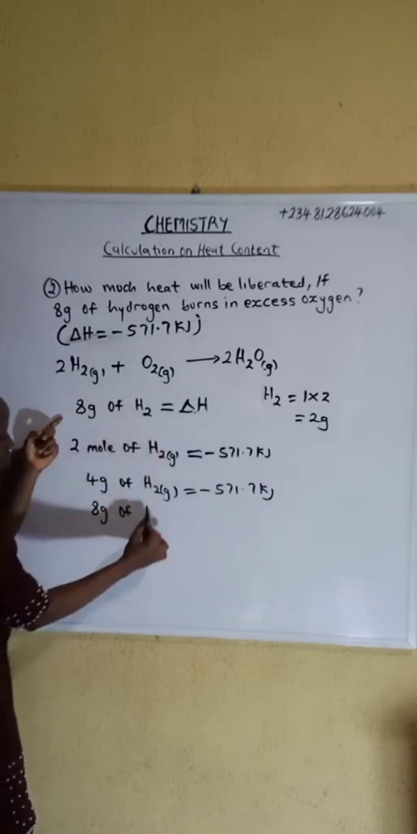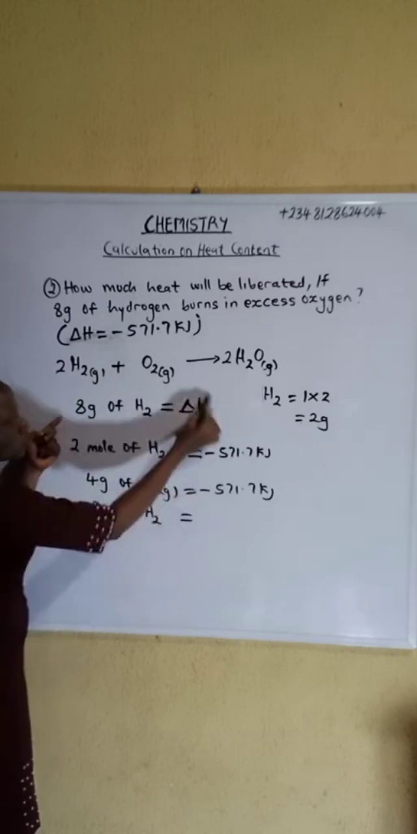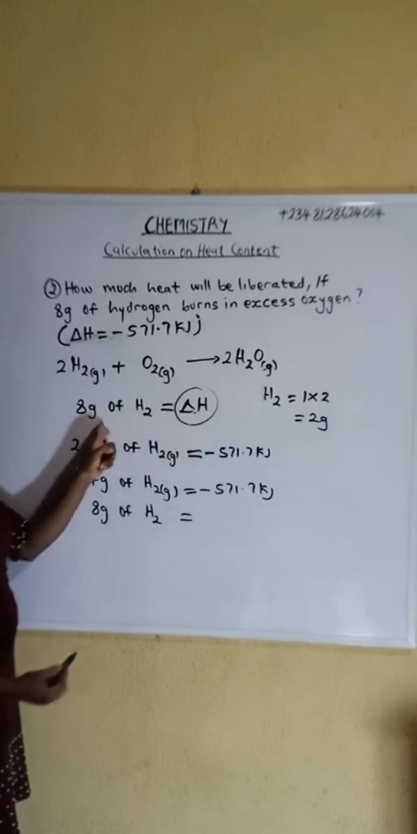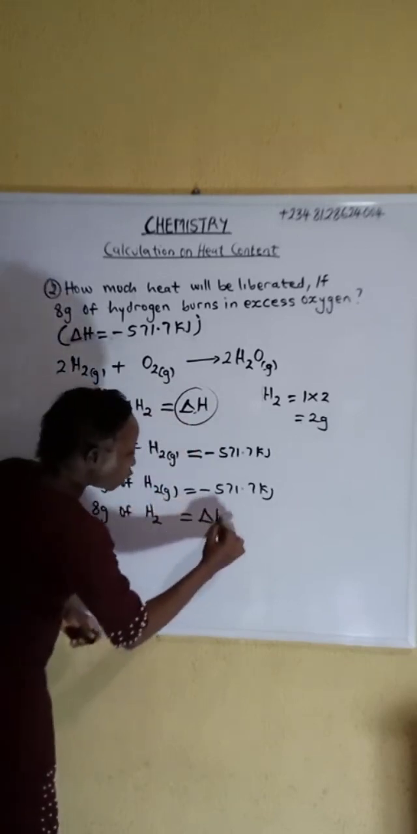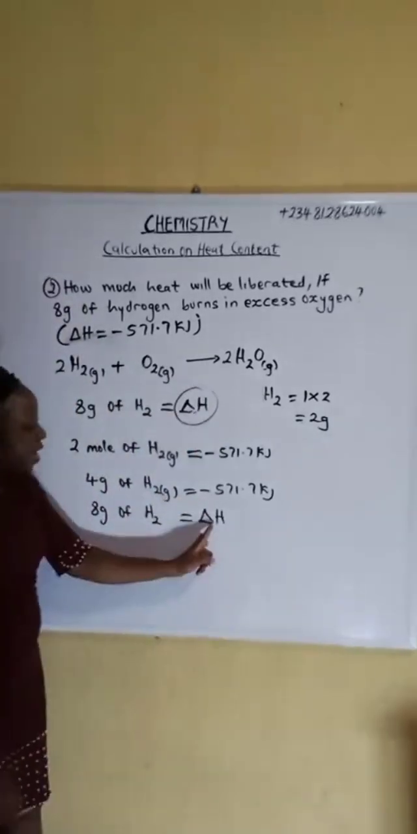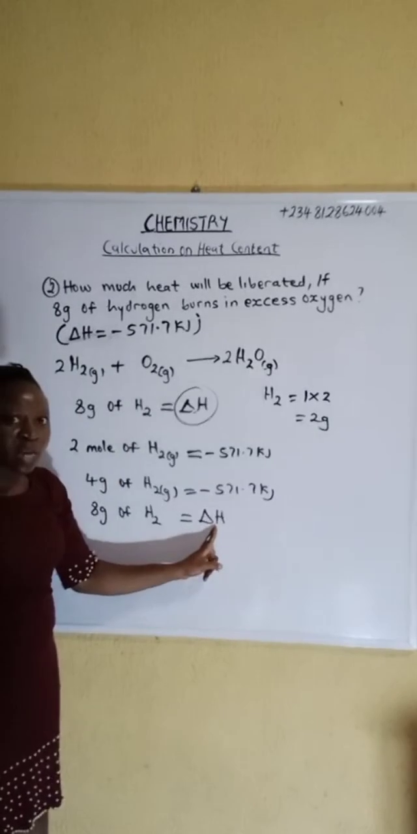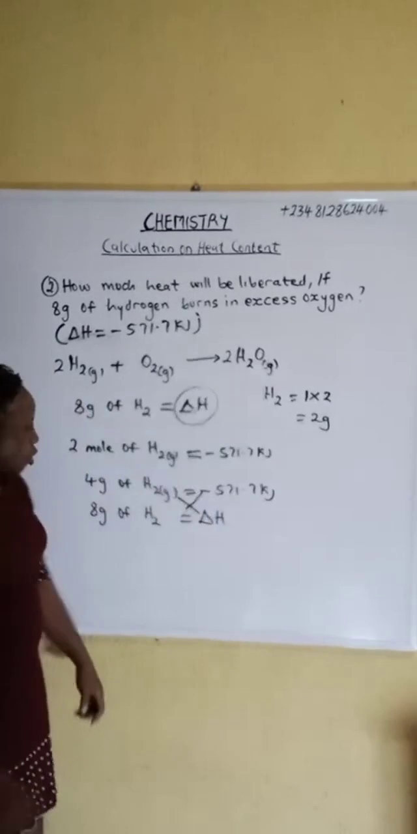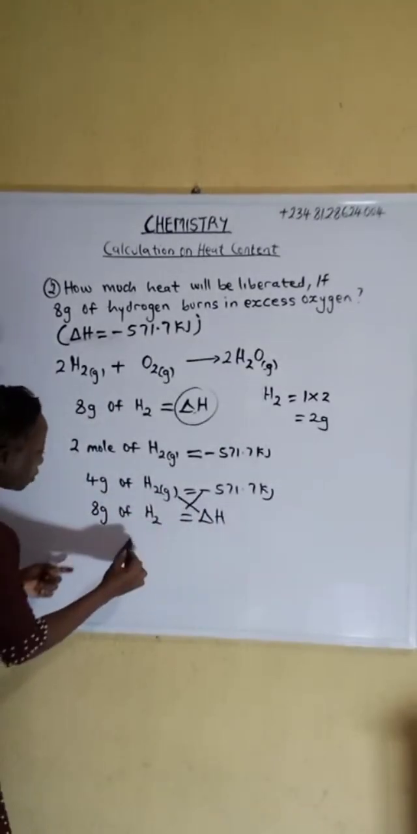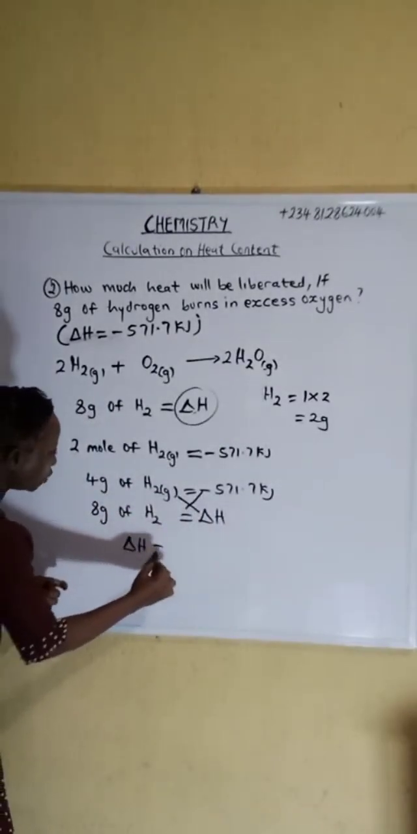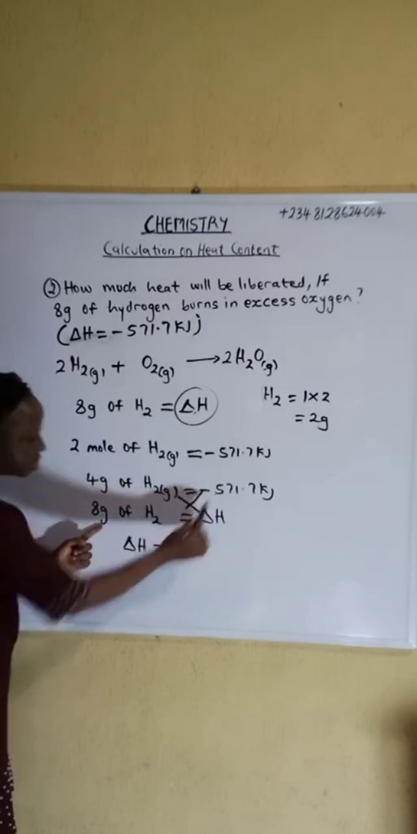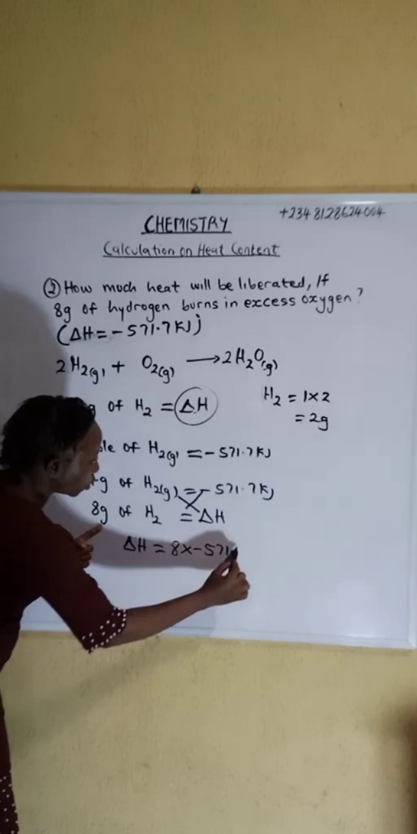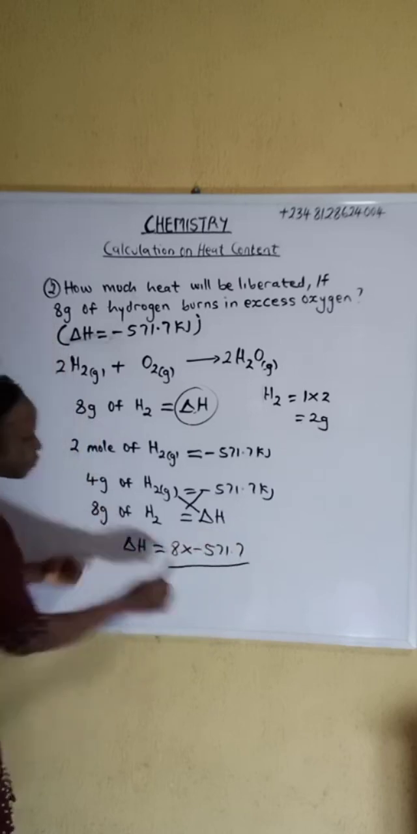So therefore, 8 grams of hydrogen will be equal to an unknown heat content. We don't know the heat content equivalent to these 8 grams. Then we make this heat content the subject of the formula. So we cross multiply. When you cross multiply, you have delta H equal to 8 multiplied by minus 571.7, then divided by 4.